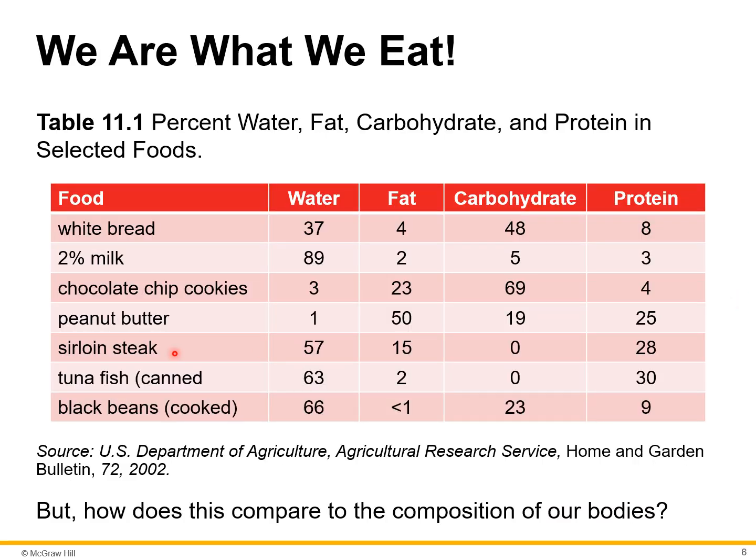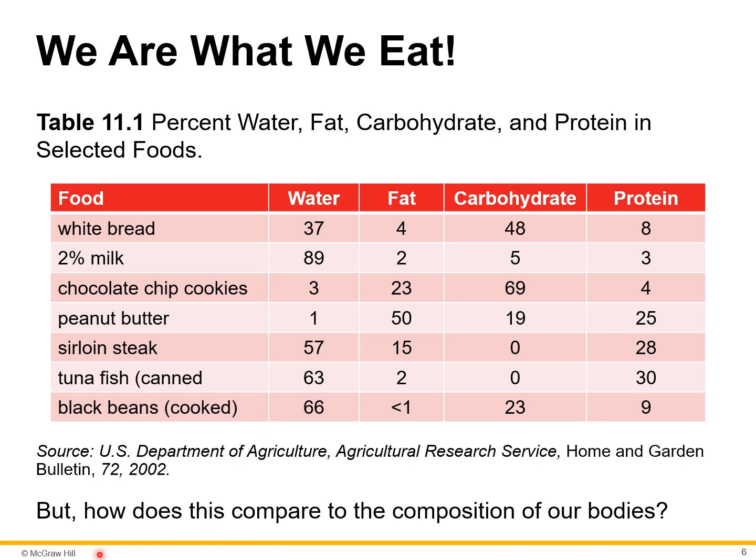Here's just a typical table of how much water content, how much fat, how much carbohydrates, and how much protein are in each of these, just some foods that we sometimes consume. So milk is actually 89% water, 2% fat, 5% carbohydrates, and 3% protein. And when you add up these numbers, they should add up to 100.